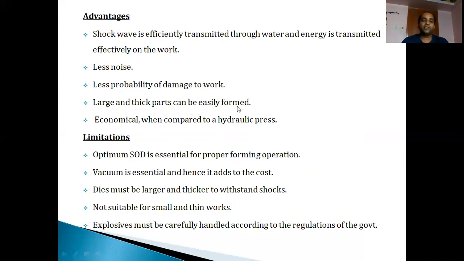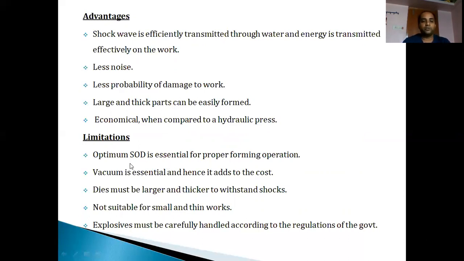When you compare this to the screw process which you already learned in module number 2 of the forging section, this is economical. The only costlier thing here is the explosive material itself. Other than that, water and preparing the die are very easily available. But there are also some limitations.